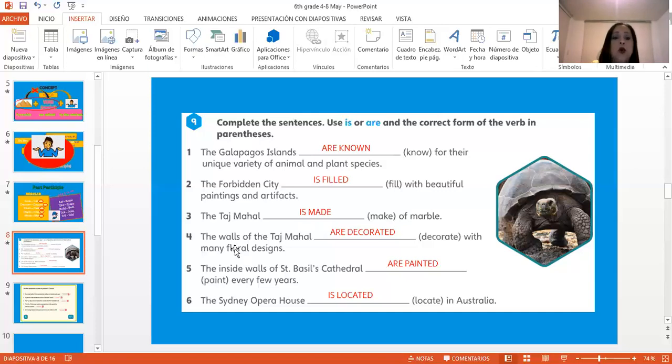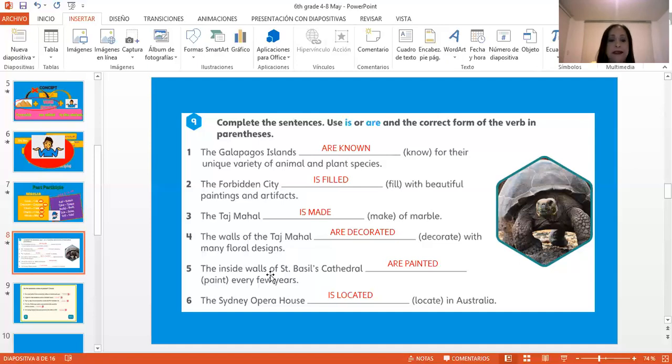4. The walls of Taj Mahal, the walls, okay, plural. The walls of Taj Mahal are plural, so my auxiliary needs to be in plural. And we have here singular, singular, plural, and we use the plural here. The verb in parentheses is decorate. So the past participle is with ed ending, decorated. So the walls of Taj Mahal are decorated with many floral designs.